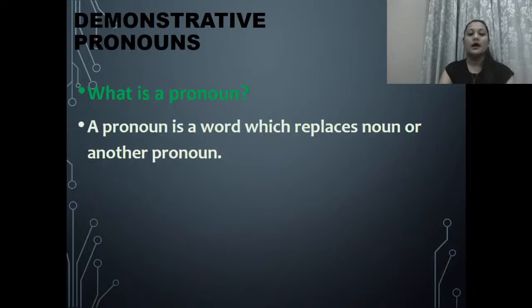Now, another thing, there are the demonstrative pronouns also. So we might get confused, is it demonstrative in the context of determiners, or demonstratives in the context of pronouns, right? That query will be solved here also, nothing to worry about. First of all, what is a pronoun? A pronoun is a word which replaces a noun or another pronoun. So pronouns are used in place of a noun or another pronoun.